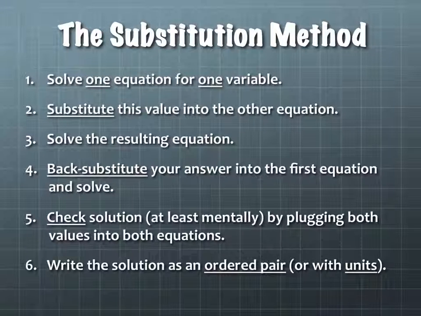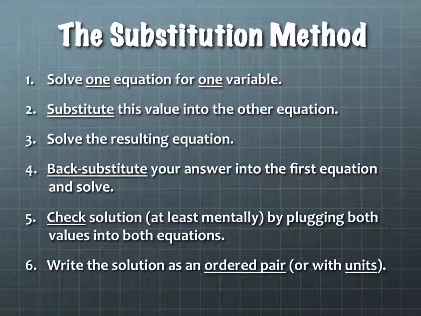All right, so the substitution method is our first one. The way this works is that you solve one equation for one variable. You substitute, hence the name for the method, this value into the other equation. At that point, there will only be one variable left, and you solve the resulting equation. You'll find one number then, like x equals 4, or y equals 7. And you plug that number, or back substitute that number, into your answer from the first equation, and solve.